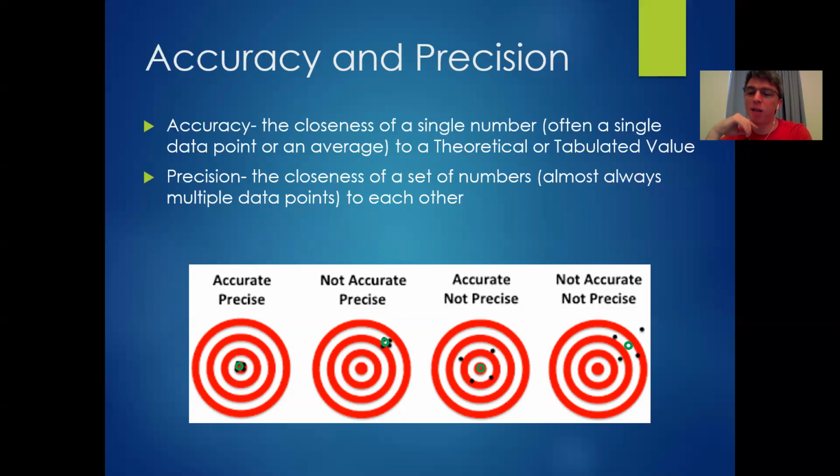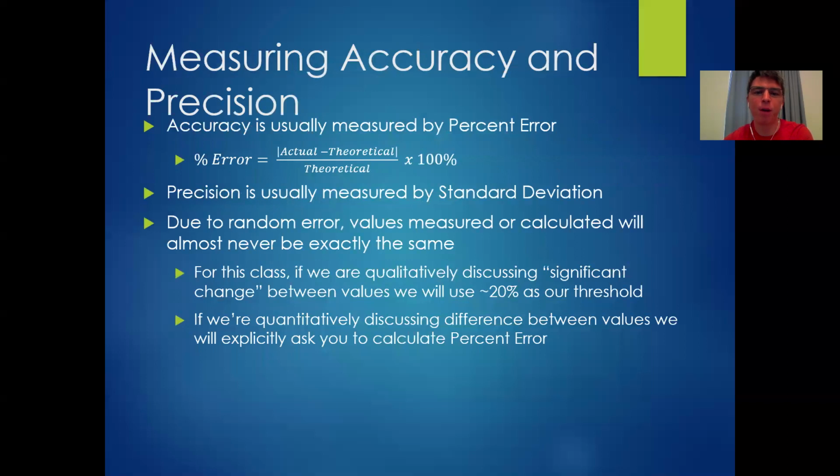And the last option is neither accurate nor precise. If all of your data points are really spread out like those black dots are, they're not precise. And the average of them is nowhere near the center of the target, so it's not accurate either. So that's accuracy and precision. And again, that's what you'll be looking at in the experiment, the accuracy and precision of the individual pieces of glassware and comparing them together.